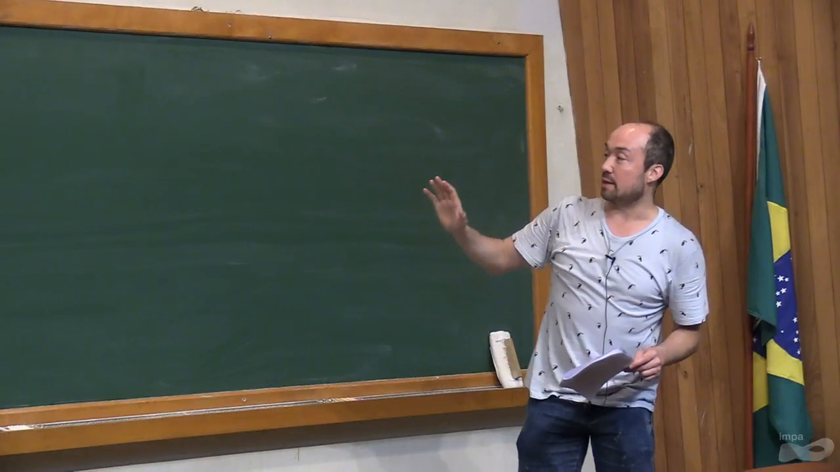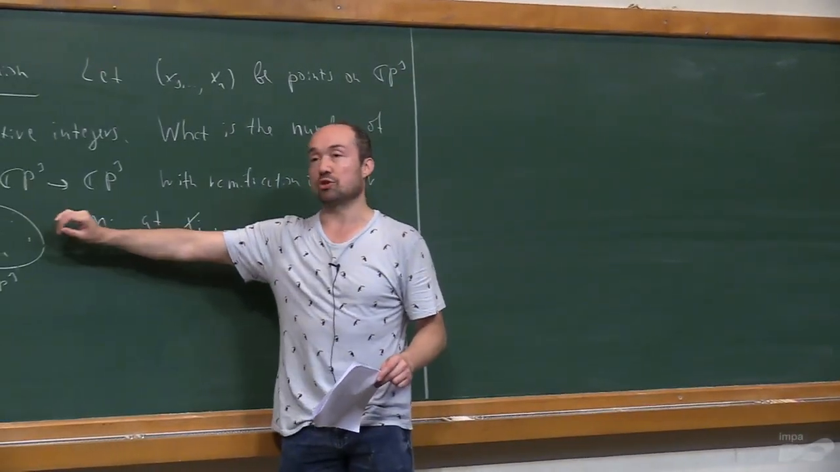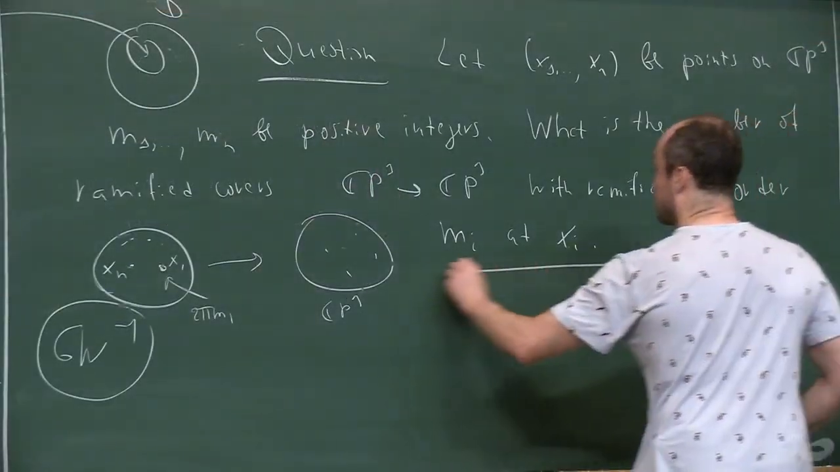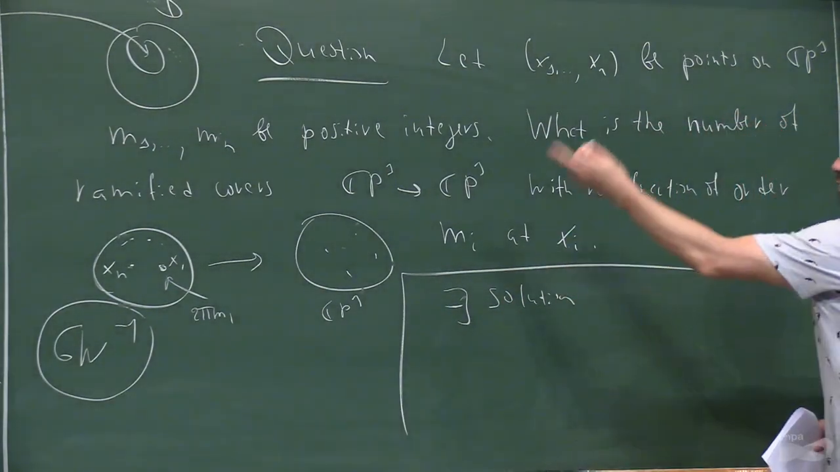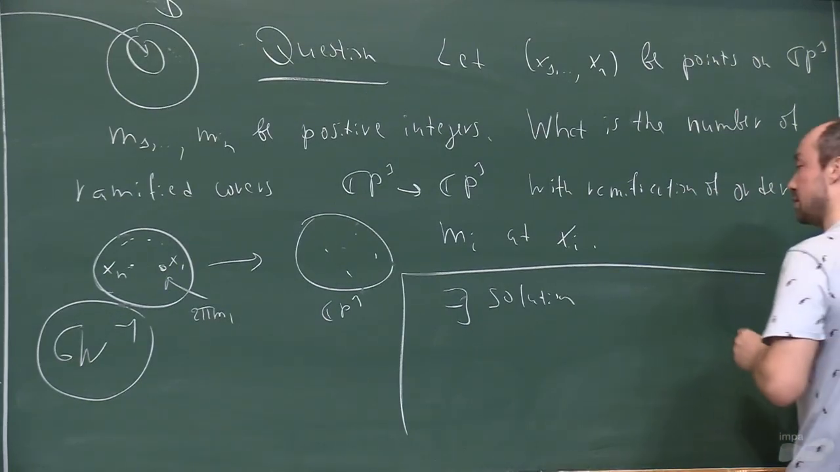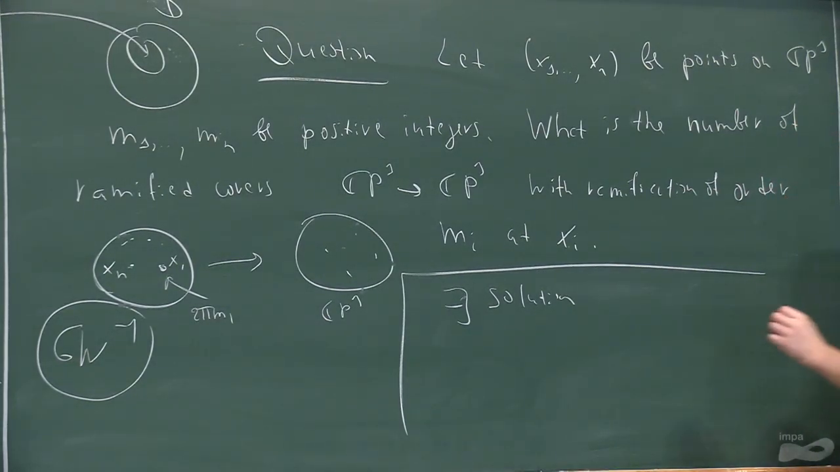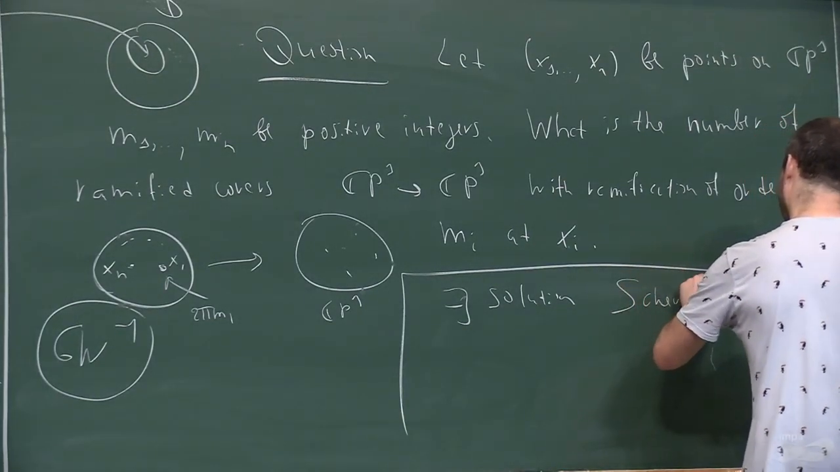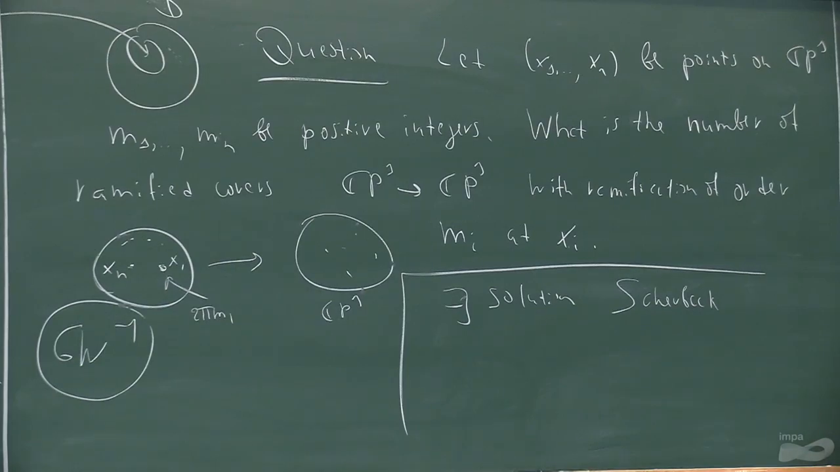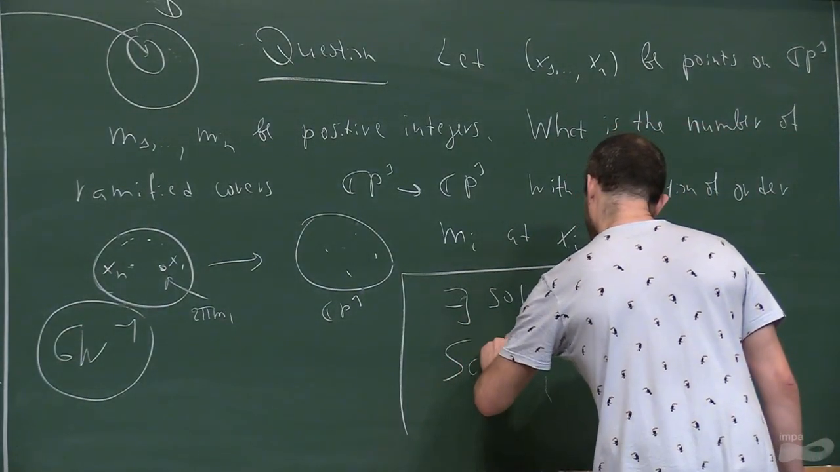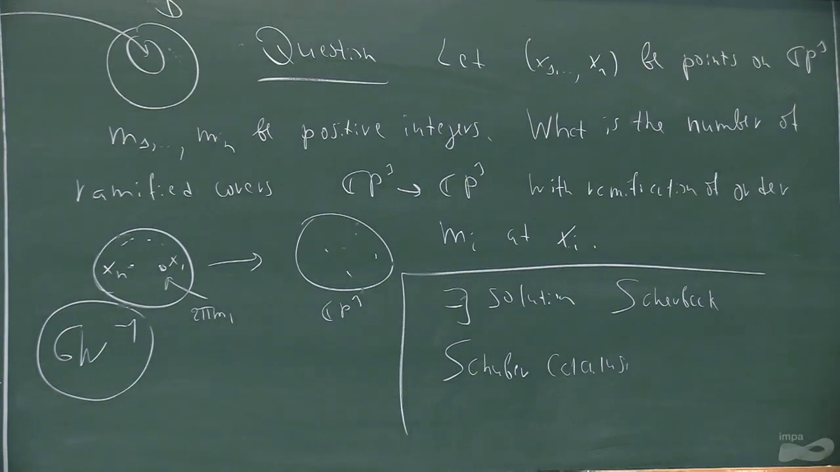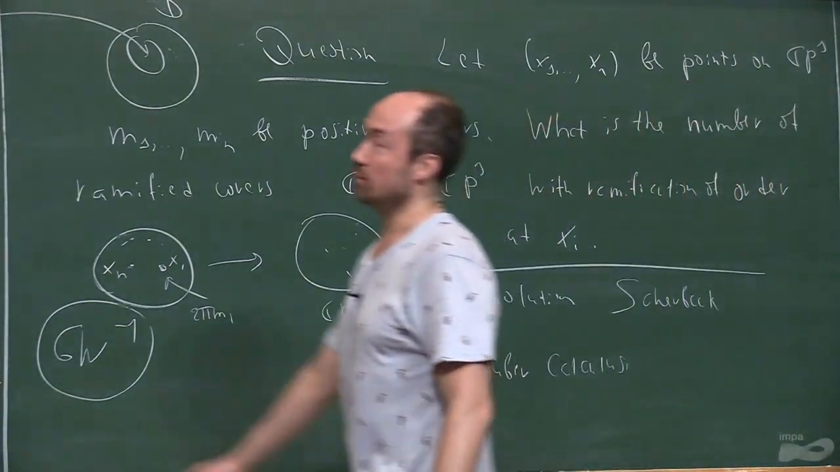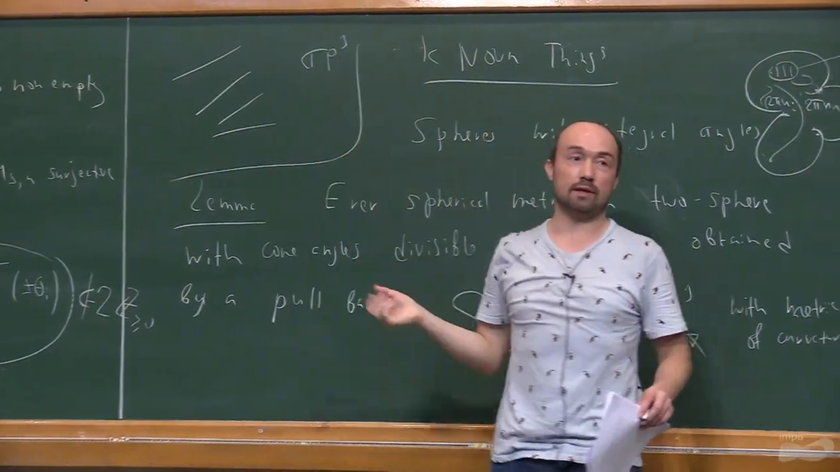And then what is interesting is that this problem has a solution. You can get these numbers, and the solution was first, I think, given by Scherbak. Basically, this problem is reduced to Schubert calculus. So let me try to explain to you why Schubert calculus and what is the relation to these four lines.